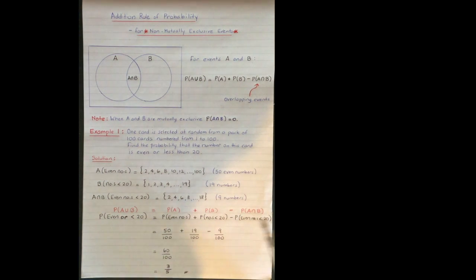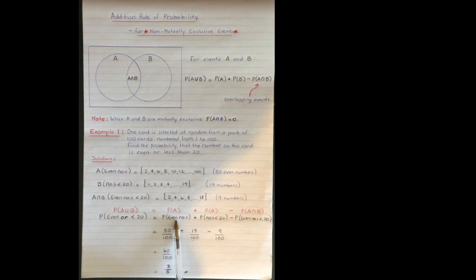Applying the addition rule for non-mutually exclusive events, we write the probability of an even number or a number less than 20 is going to be equal to the probability of getting an even number plus the probability of getting a number less than 20, and then subtracting the probability of getting both of those, an even number which is also less than 20.